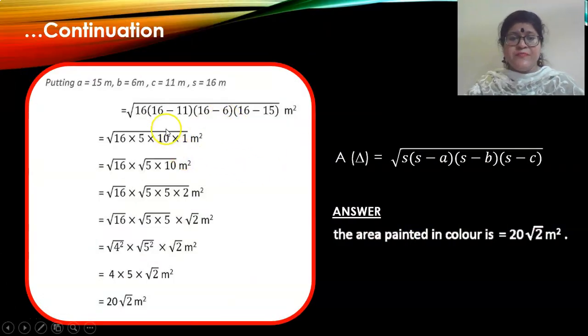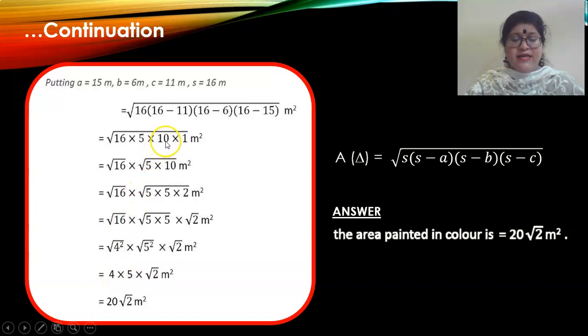So this is a continuation. So this is the value that you get after substituting a, b, and c: 16 into 5 into 10 into 1 meter square. Take out the square root. Root 16 is 4. So these steps which are mentioned here, you can skip them and directly write root 16 is 4.